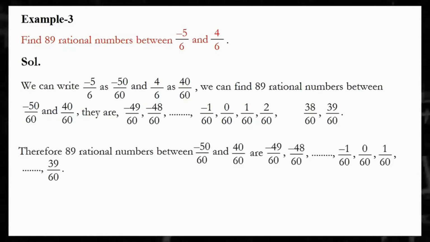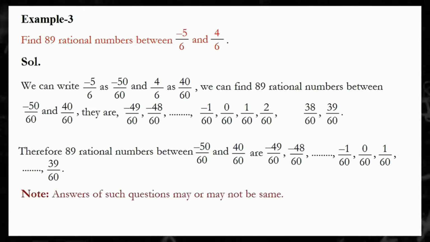Therefore, the 89 rational numbers between -50/60 and 40/60 are -49/60, -48/60, and so on till -1/60, 0/60, 1/60, and so on till 39/60. Note, answers of such questions may or may not be the same.